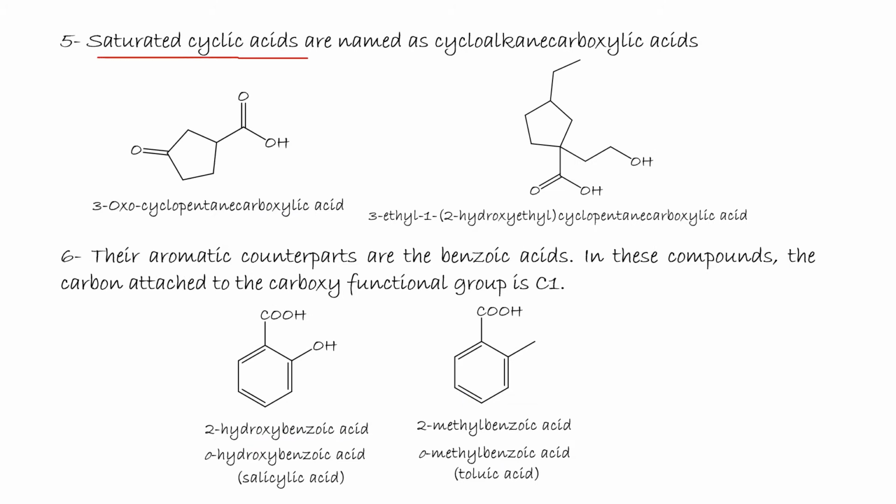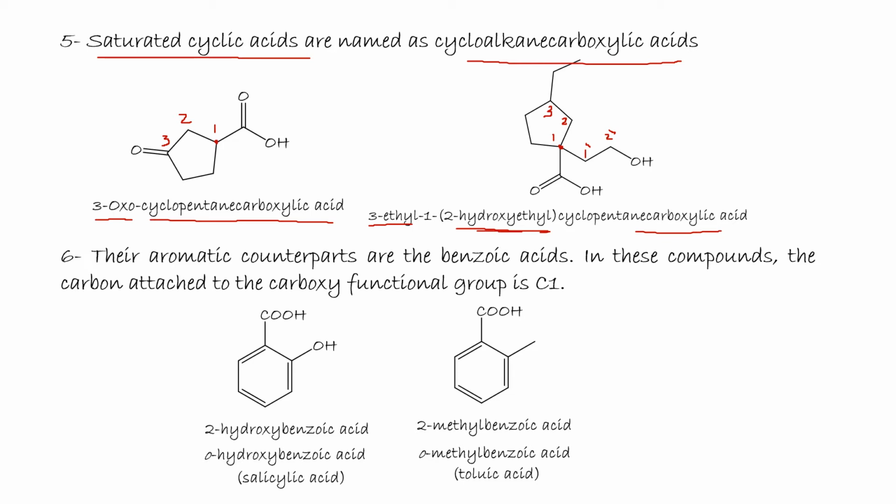Saturated cyclic acids are named as cycloalkane carboxylic acids. For this one, we have cyclopentane and we have here the carboxylic acid function, so it will be carbon number 1, 2, 3, and on carbon 3 we have oxo, 3-oxocyclopentane carboxylic acid. For this one, we have cyclopentane again, 1, 2, 3. On carbon number 3 we have an ethyl group, and on carbon 1 we have 1', 2', so we have 2-hydroxyethyl. The name will be 3-ethyl-1-(2-hydroxyethyl)cyclopentane carboxylic acid.